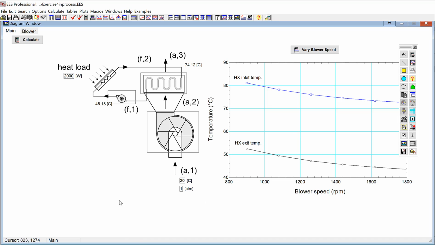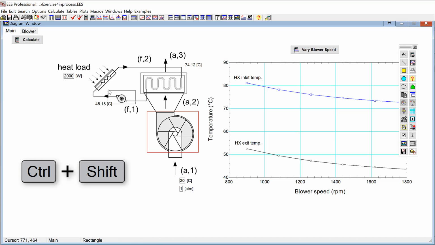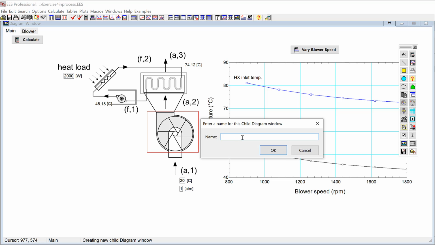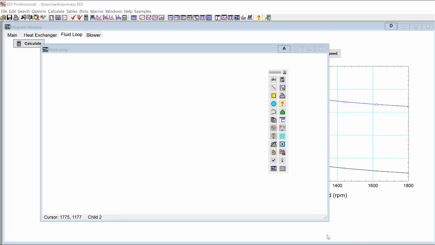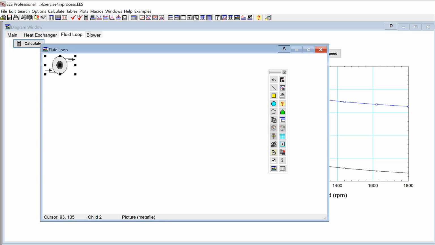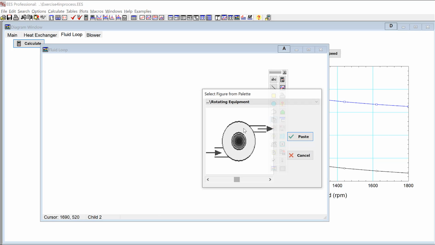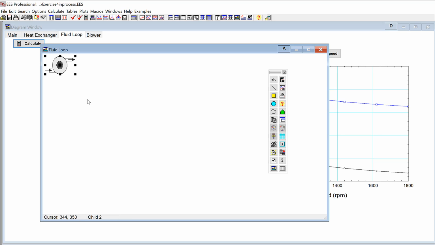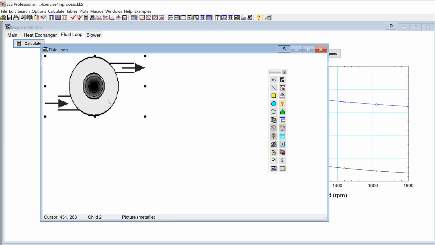Let's define another child diagram window. So this will be, again, a Control Shift. And I will make my hot area right here around the pump. And we will call this fluid loop. Okay, so maybe on this we will put a picture. So under the palette, here's a picture of a pump. If I hold the Shift key down, let's do that again, I can keep the aspect ratio the same as I stretch it out. So there we go.